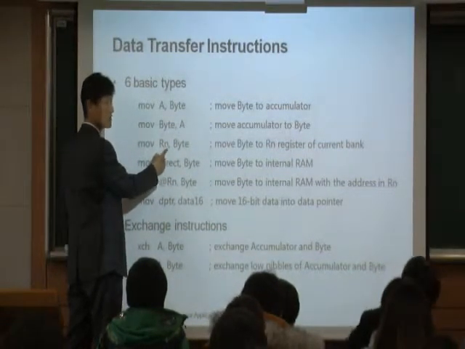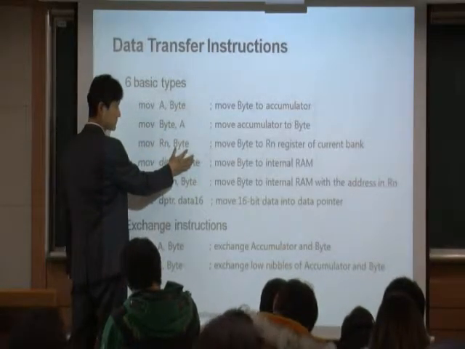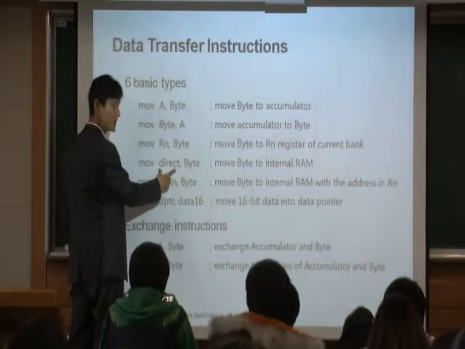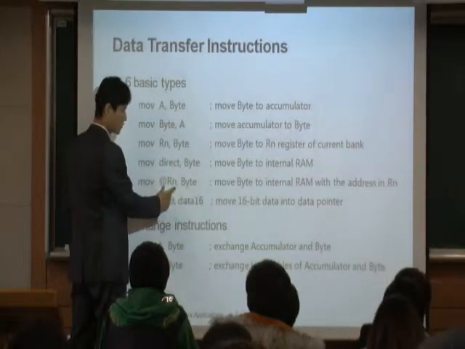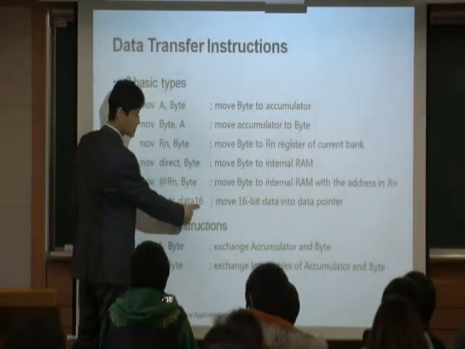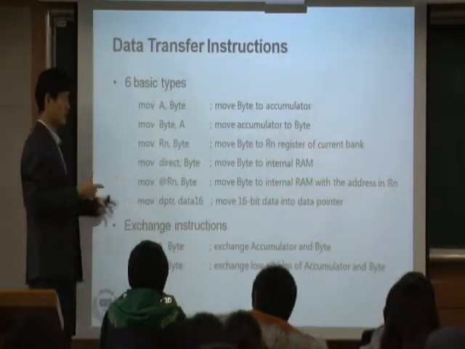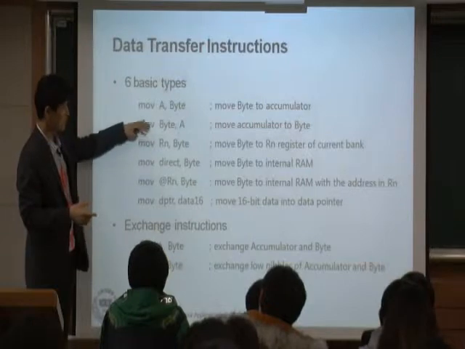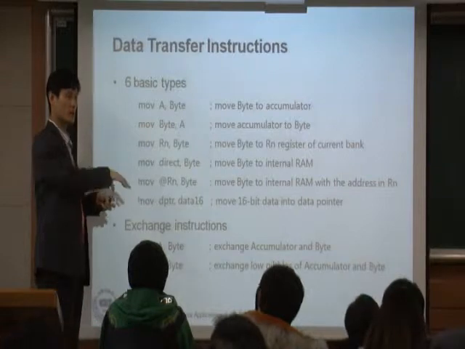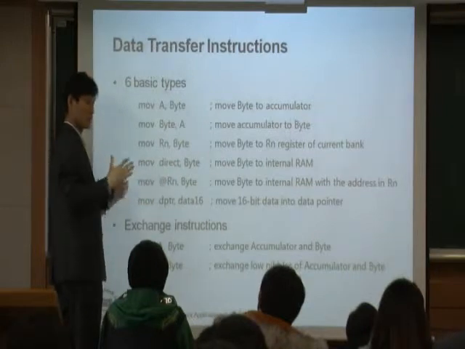Rn means R0 to R7. Okay, n means any number. So you can copy the value into R registers, or byte to direct address. This can be an address. Byte to indirect address. Or in this case it's a data 16 because we have 16-bit data. In this case, all of it is 8-bit because from here to here we are assuming that we are copying the value from internal register to the internal memory, or internal memory to register. So all of those sources and destinations are internal.